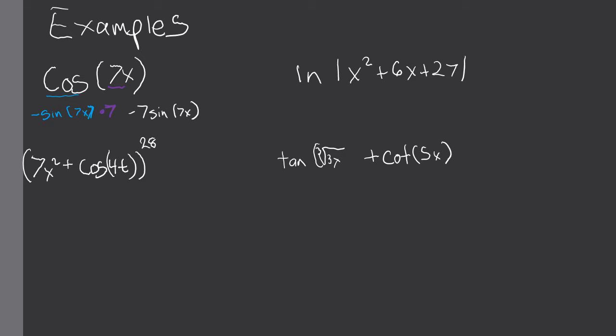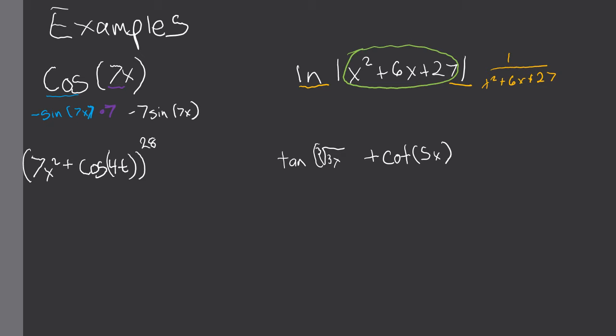Now for the next one, we have the natural log of the absolute value of x squared plus 6x plus 27. So the natural log is our outer function. Our inner function is going to be this x squared plus 6x plus 27. So first we take the natural log. The derivative of this is just 1 over whatever is in that natural log. So x squared plus 6x plus 27. That's the derivative of the outer function.